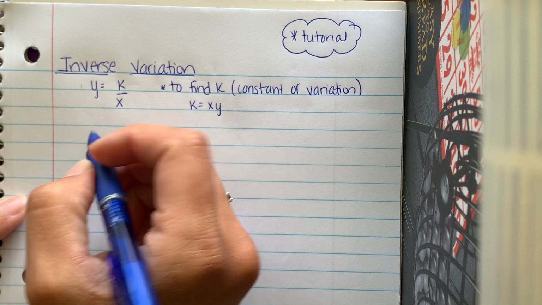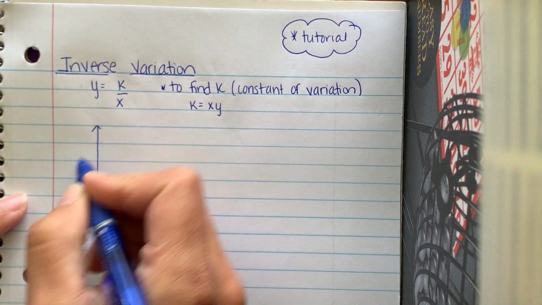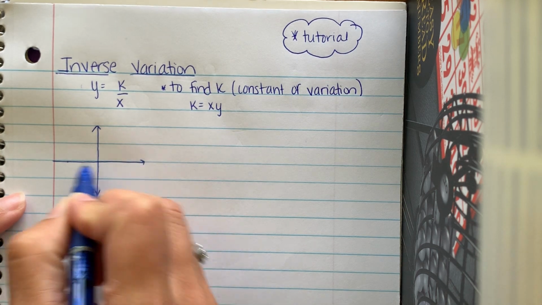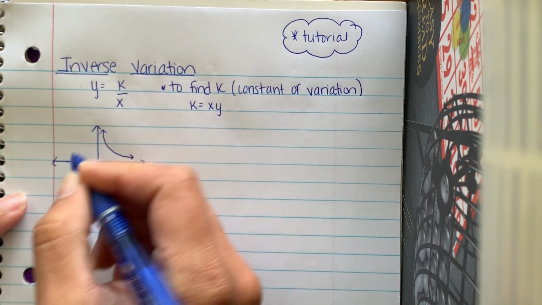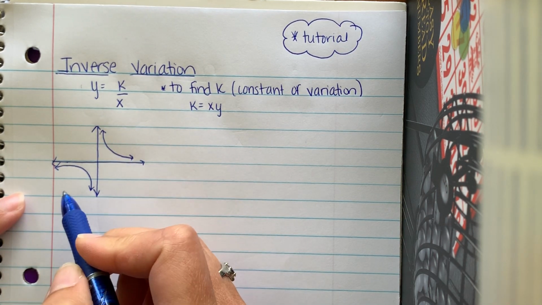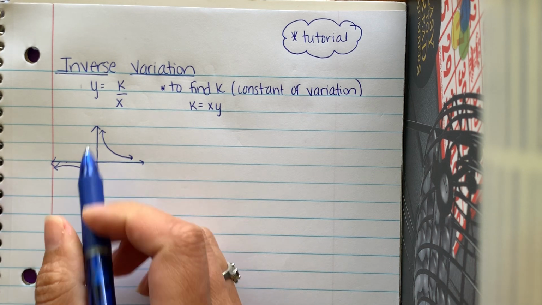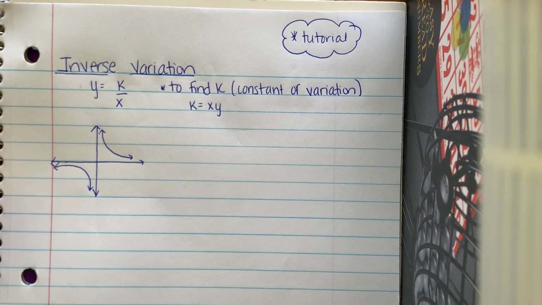The graph, what these look like, is a lot different than our direct variation. Remember, direct variations were linear and they went through the origin. For inverse, these functions are rational functions. So they have these two curves called branches, and then you have some asymptotes. And those asymptotes are always going to be at 0, 0, because there is no plus or minus in these. It is simply a number over x.